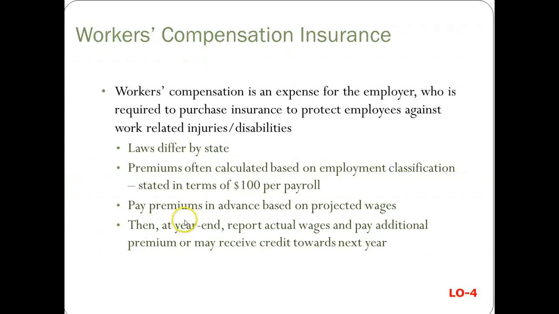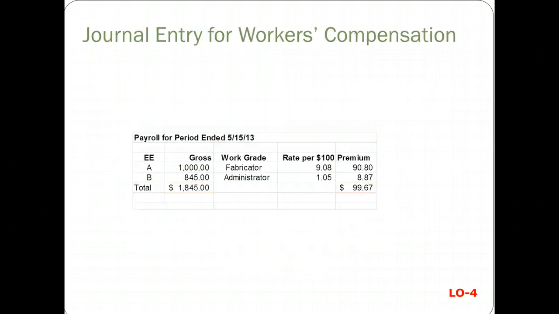And these premiums are paid in advance based on what you project you're going to pay your employees. And then at the end of the year, you file a report with the state that says, okay, these are the actual wages. And if they're more than what you projected, you're going to have to pay an additional premium. And if they're less than what you projected, then you may receive a credit towards the next year's insurance.